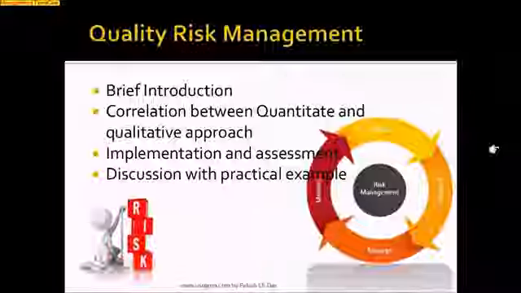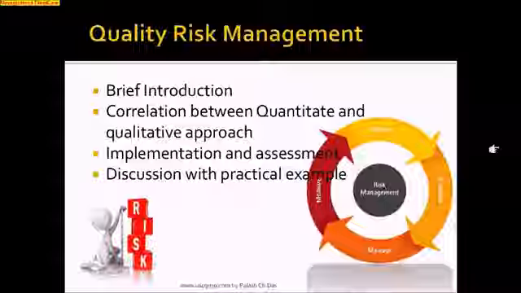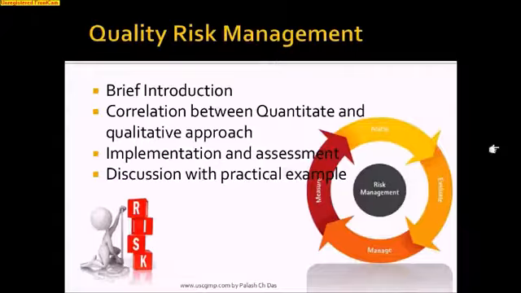In this session, we will discuss a brief introduction of this management system, then the correlation between the quantitative and qualitative approaches. These are the two approaches available: high, medium risks or a numbering system. People are using different numbering scales. And implementation and assessment, how we can implement or assess the risks. And we will discuss with practical examples.